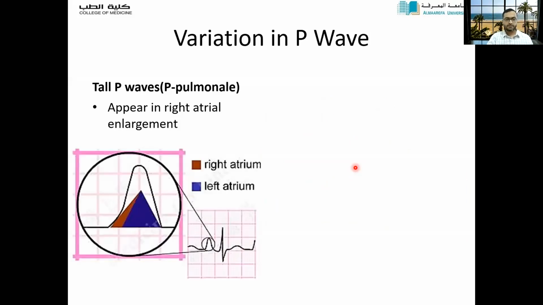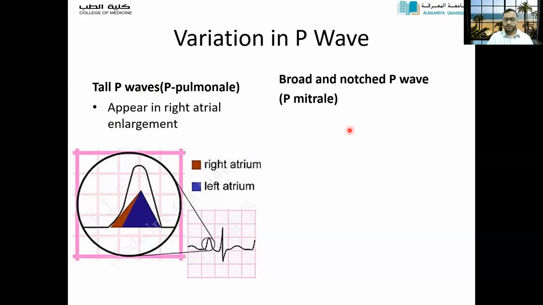Sometimes you will get a very tall P wave, and this is common whenever there is right atrial enlargement. What will happen? The right atrium will take more time for depolarization, and it results in an increased height of the P wave, and it is also labeled as P pulmonale, because many times it is associated with pulmonary stenosis. That's why the word P pulmonale is coming here.